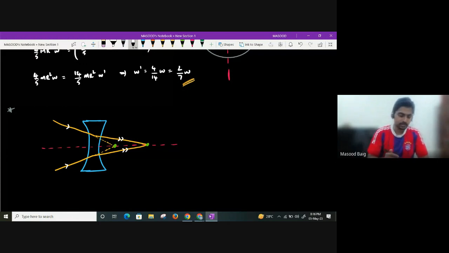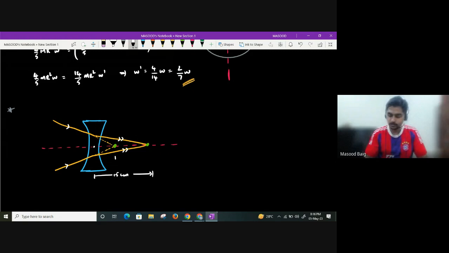So what they are saying, a converging beam of rays is incident, and having passed through the lens the rays intersect at a point 15 centimeters away. So from here to here, we have 15 centimeters. Then if the lens is removed, the point where the rays meet will move 5 centimeters closer to the lens, meaning from here to here it will move 5 centimeters. So this is our object and this is our image.